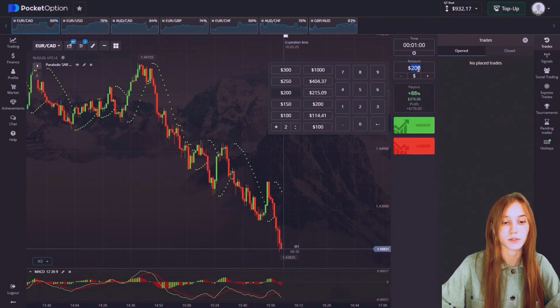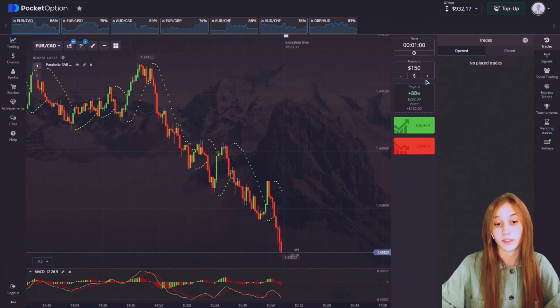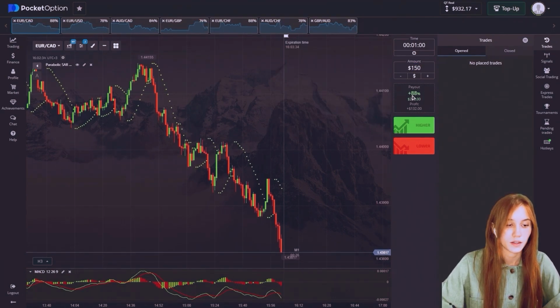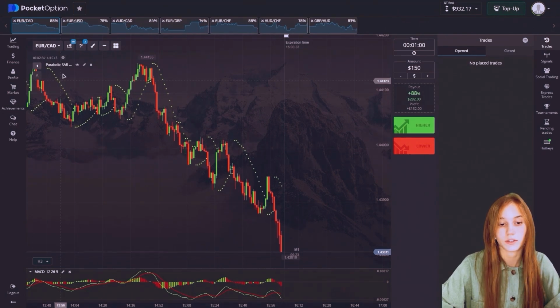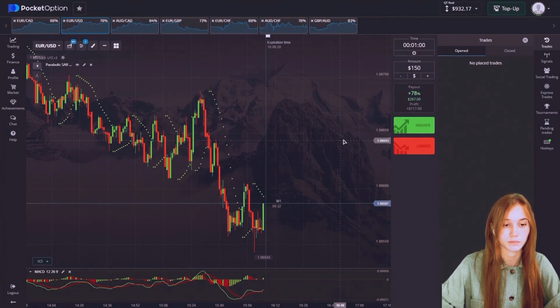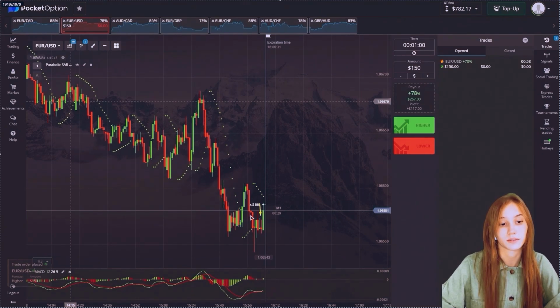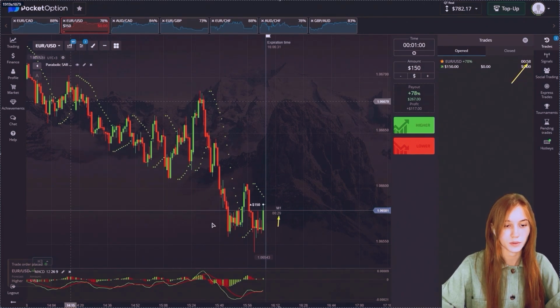Increase our deal amounts to $100. I think it's good. 150. So we should reach the $1,000 mark. And the last concept is, let's open up. Start. Our chart is going down. Don't be afraid of this. I think the chart will go up. So let's see for our candles.